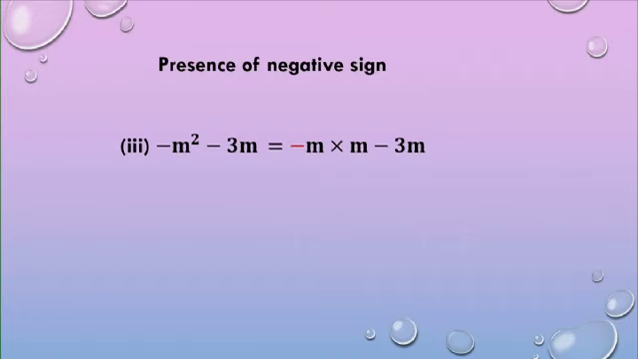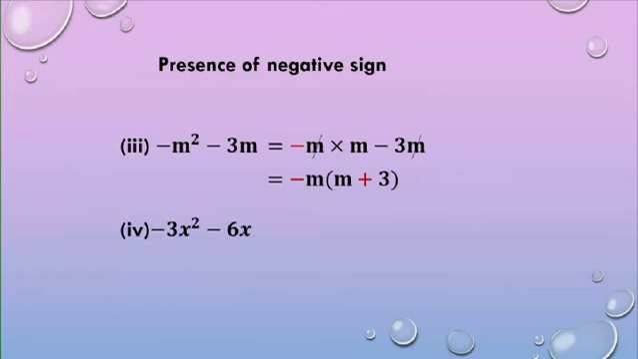So while removing m outside the bracket, with the negative sign outside, the sign inside the bracket changes. Again, because we are dividing these two terms by minus m. So minus m squared divided by minus m is m, and minus 3m divided by minus m is positive 3. So factorizing minus m squared minus 3m is same as minus m into m plus 3.